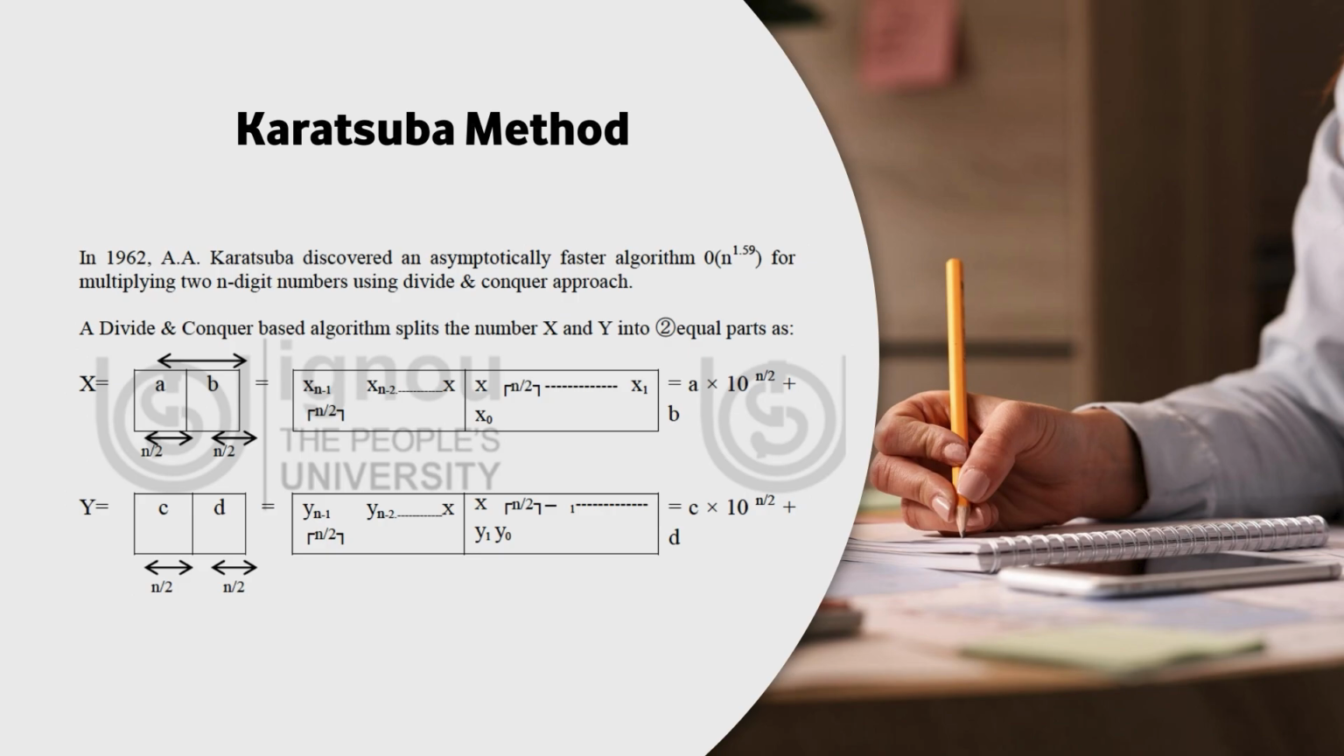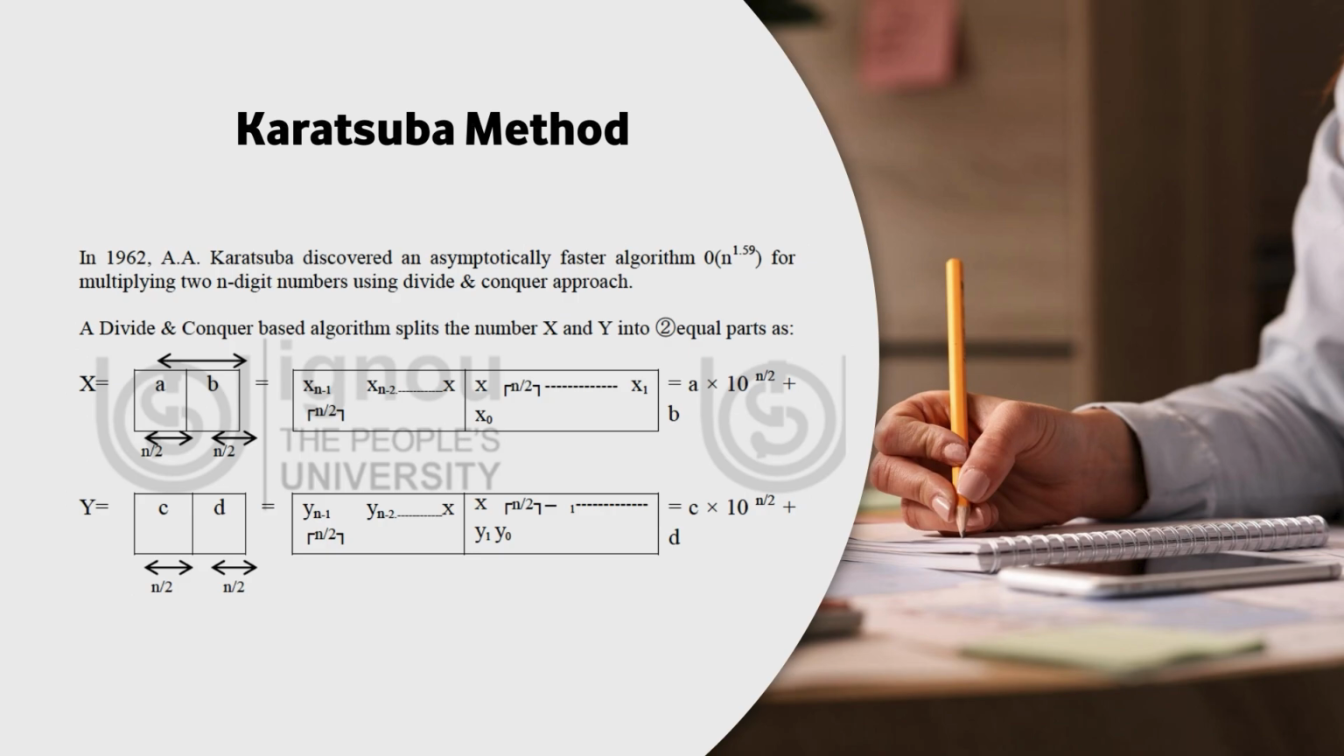So the schoolbook multiplication complexity is n raised to power 2, but the mathematician Karatsuba discovered a method, referred to as the Karatsuba method, which multiplies faster, and the complexity of this algorithm becomes n raised to power 1.59. It again follows a divide and conquer approach that we have already seen in previous lectures.